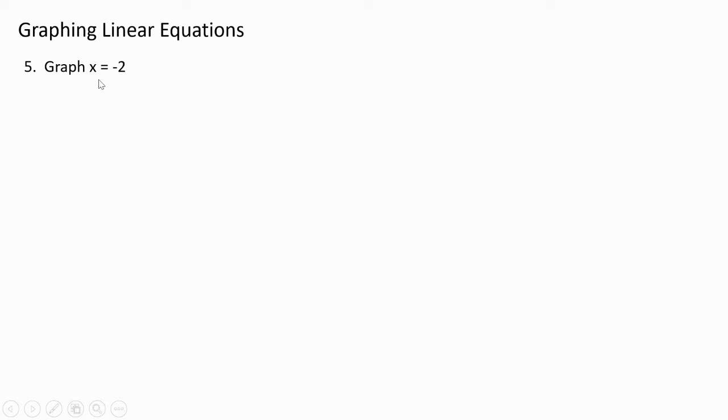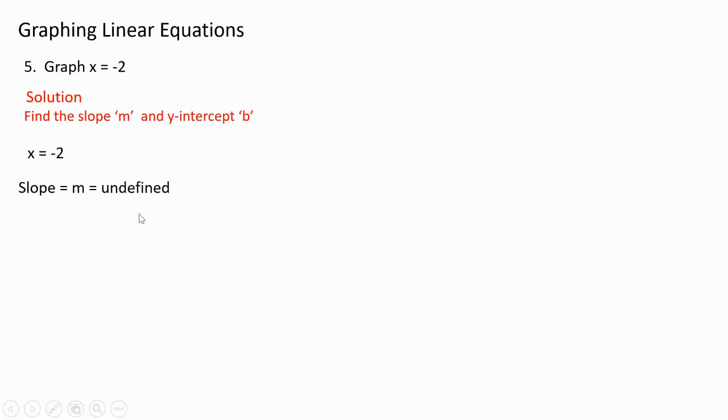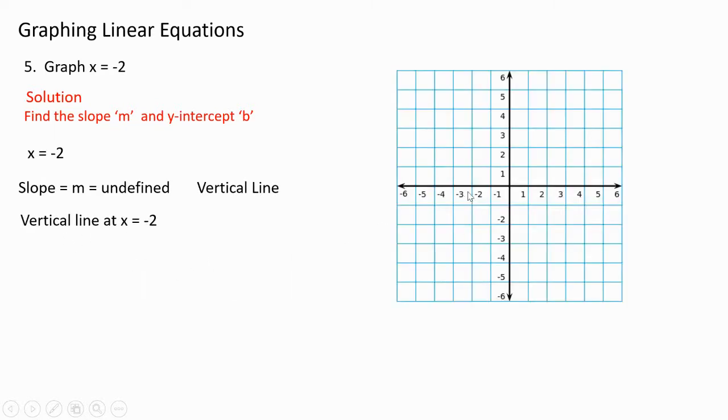If we notice, we don't see the y equals mx plus b. We don't see any y. That means this is going to be a vertical line at the number x equals -2. Solution. Find the slope. So x equals -2. The slope is undefined, because it's vertical. So vertical line at x equals -2. It's going to be the vertical line here because this means that all the x values are -2. So that's my line.